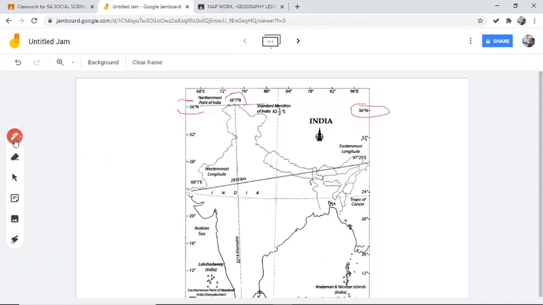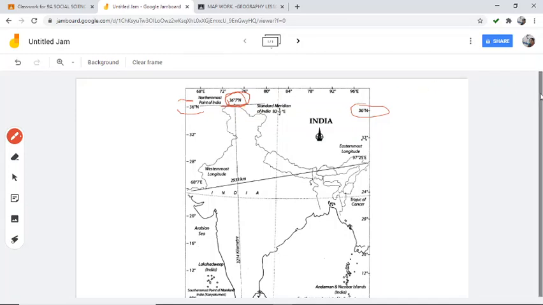So when the question is to mark the northernmost latitude of India, see here in this map, they made a line here, and above that you have to write the degree, that is 36 degrees 7 minutes north latitude. In the question it will be given as the northernmost point of India, only that much, but when you are marking it in the map you should write 36.7 degrees north.